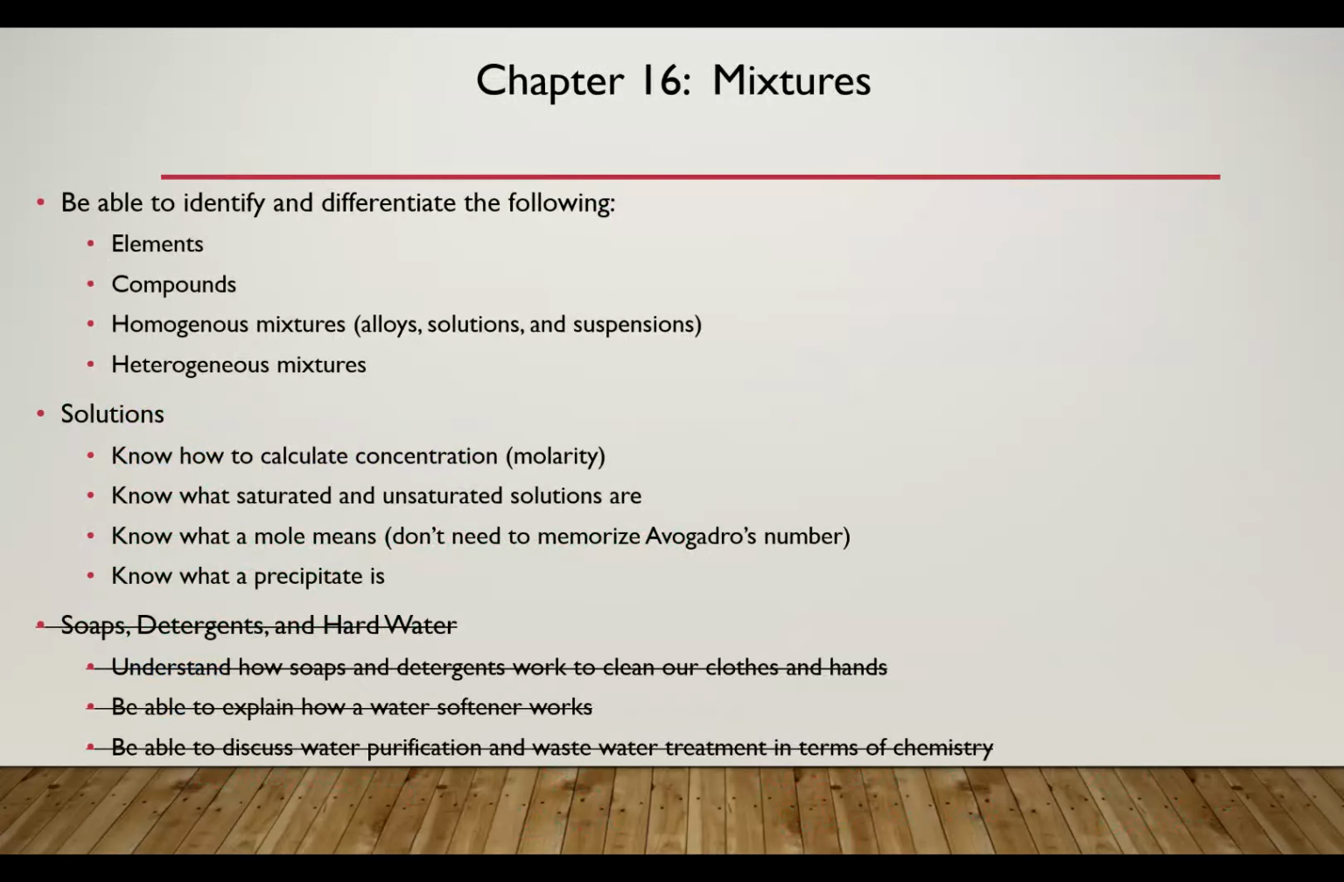All right, chapter 16, mixtures. I've actually already talked about a lot of this, but make sure you can identify the difference between elements, compounds, homogeneous mixtures, and heterogeneous mixtures. There was a lot of difficulty on this homework problem, so make sure you review the homework. It's already been handed back, and that you can identify the difference between a compound, a homogeneous mixture, and a heterogeneous mixture.